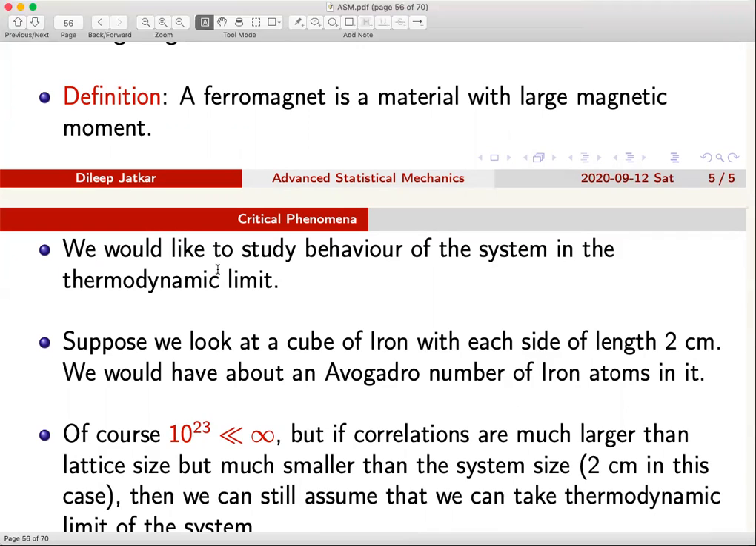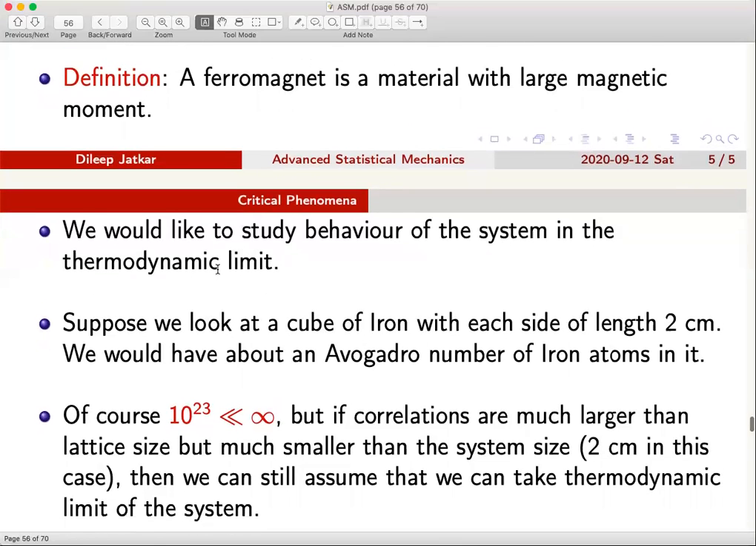Now of course I am taking a specific example which is not what you would really call even a large system, but nevertheless, just to get an idea of the scale of the system, let us look at a cube of iron with each side of length 2 centimeters. That is a pretty small object, not even an inch in all directions. If you look at an object of that size, it would have about Avogadro number of iron atoms in it. In fact, the number would be a little larger than Avogadro number, but definitely about Avogadro number of iron atoms.